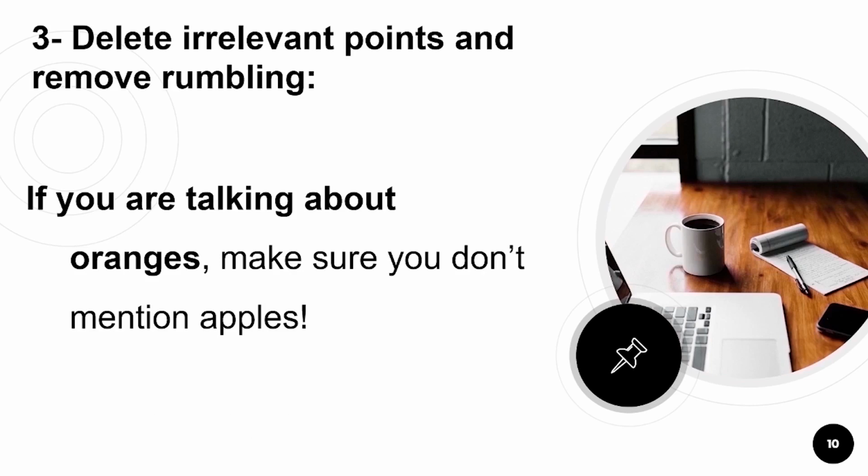The third step in content editing is deleting irrelevant points and removing rambling. If you are talking about oranges, make sure you don't mention apples. Overall, get rid of repeated information. Yes, it will make your draft shorter, but you cannot keep repetitions. Nevertheless, sometimes you read 2 articles about the same topic. Try to mention the differences between the 2 works, or mention one and refer to the other.